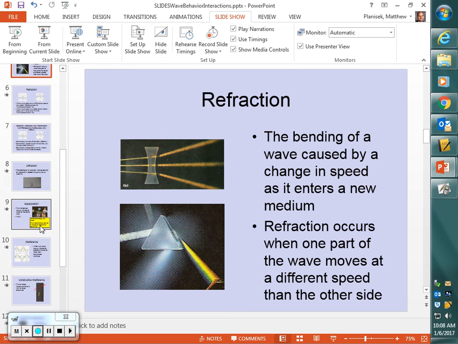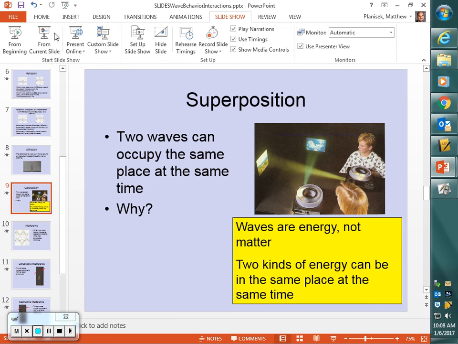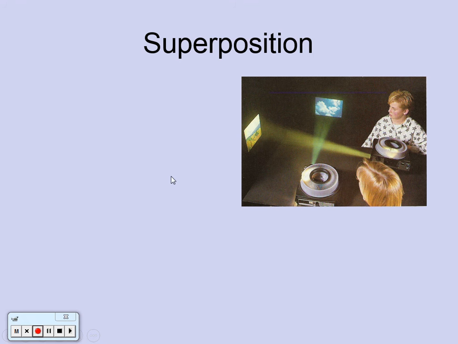Let's skip ahead and talk about superposition. Not just regular position, super. Superposition is one of the things that really distinguishes waves from matter. Matter will bounce off of things, just like waves do. Matter will slow down when it encounters another medium. But one thing that matter can't do is have two things in the same place at the same time.